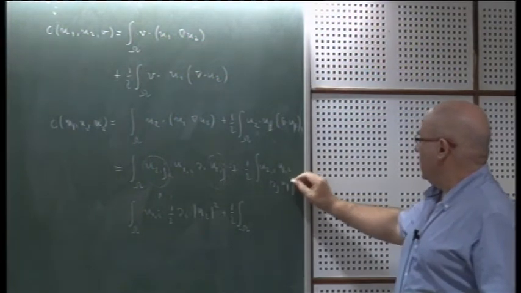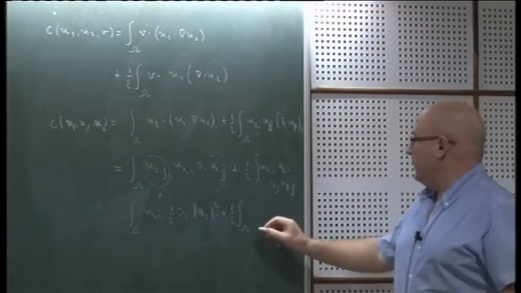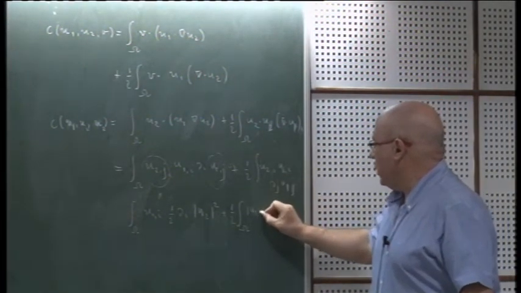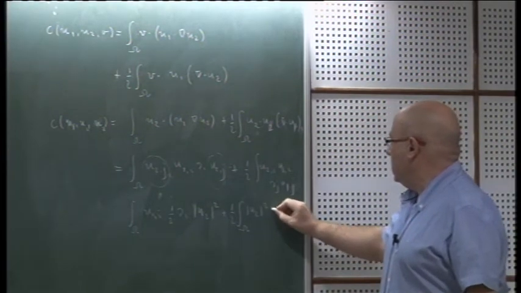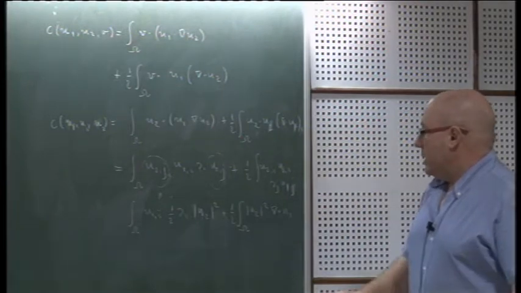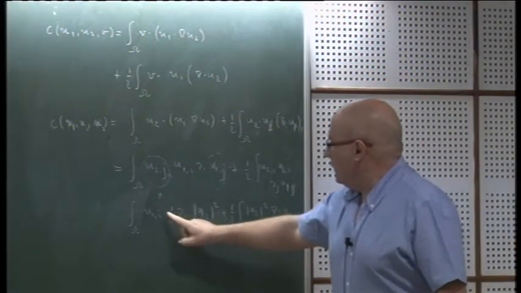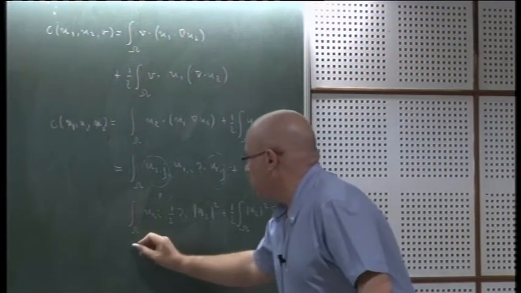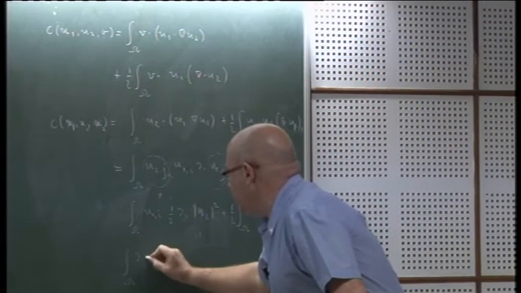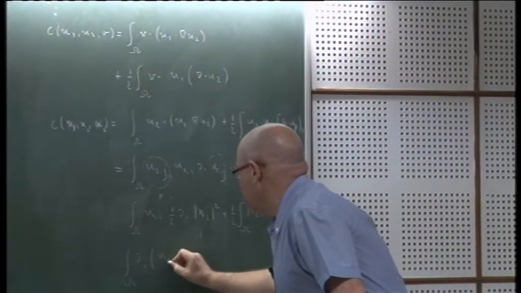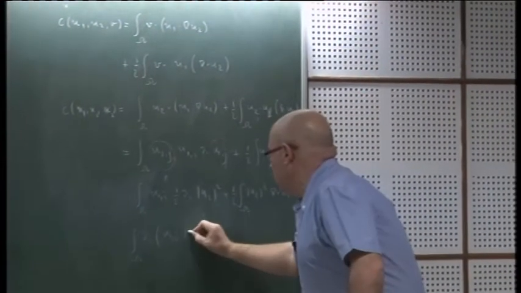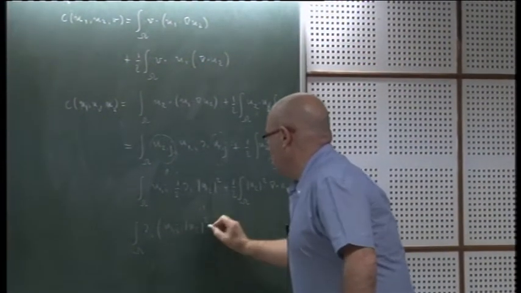Now, you see that I have here 1/2 of the norm of u2 squared, and here I have the divergence of u1. Now, I can take this derivative and take it out, so this is equal to the integral over omega of d_i of u1 component i times 1/2 of the norm of u2 squared.